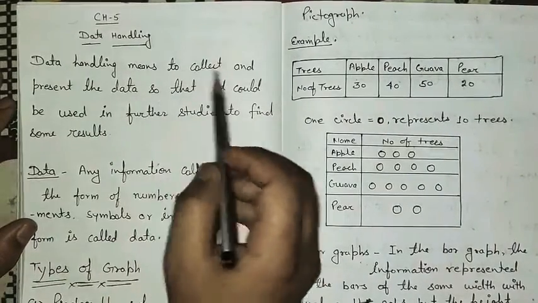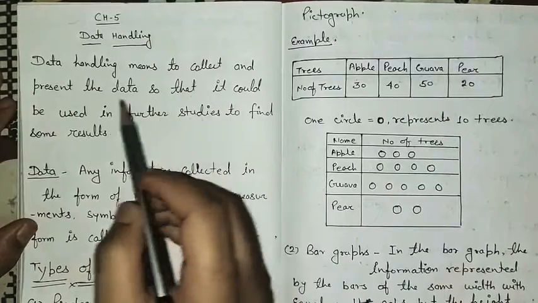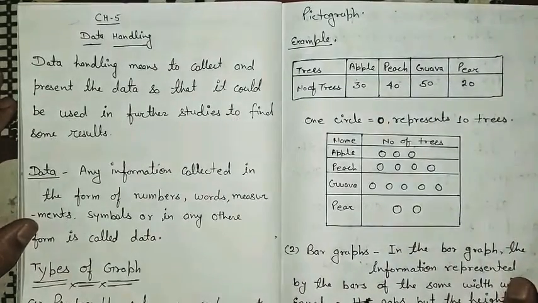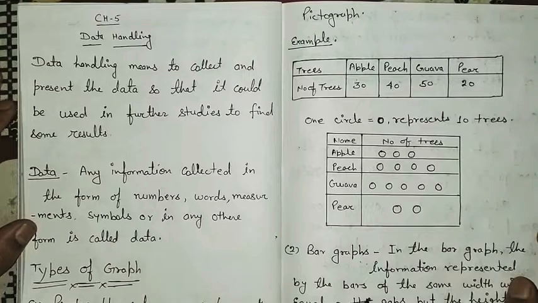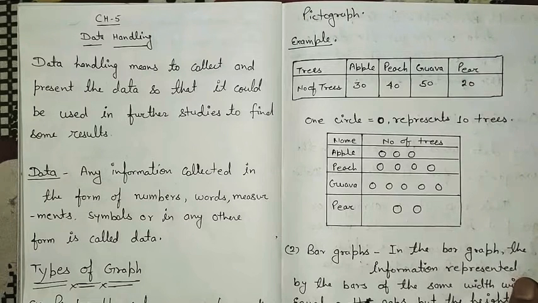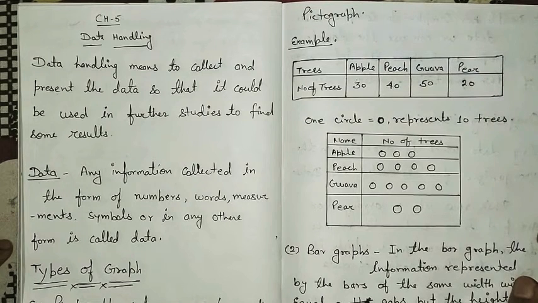Data handling means to collect and present the data so that it could be used in further studies to find some results. Let's take an example. Suppose that I am your class teacher, and I ask how many students are there whose height is between 120 to 130 centimeter, 130 to 140, 140 to 150, 150 to 160, 160 to 170 centimeter. That time the class monitor will not tell me the names of the students one by one.